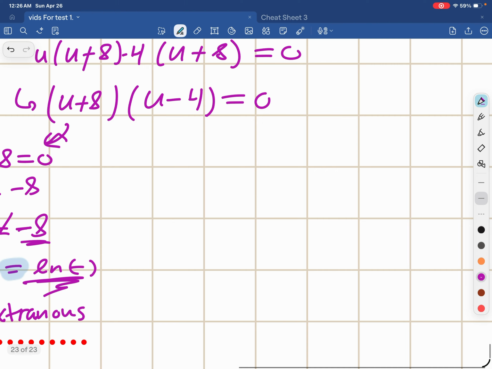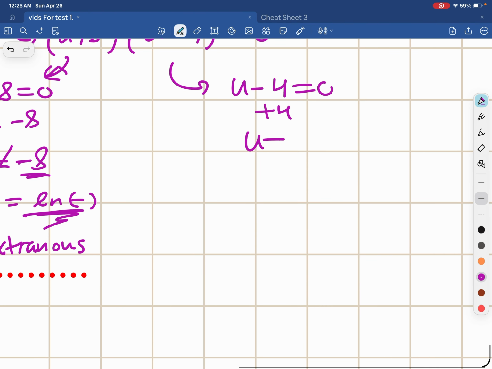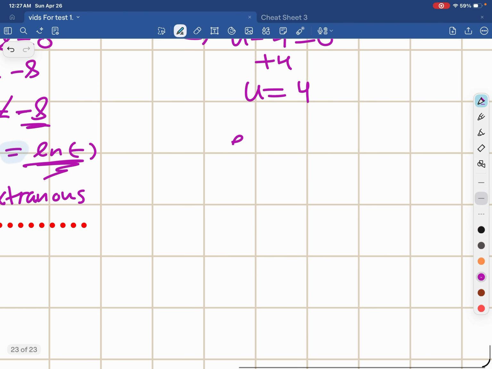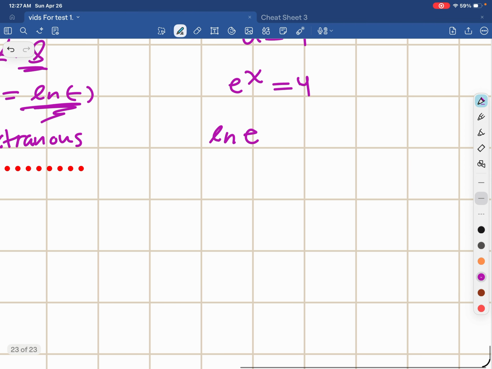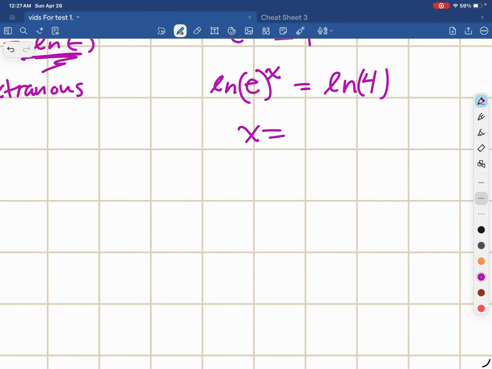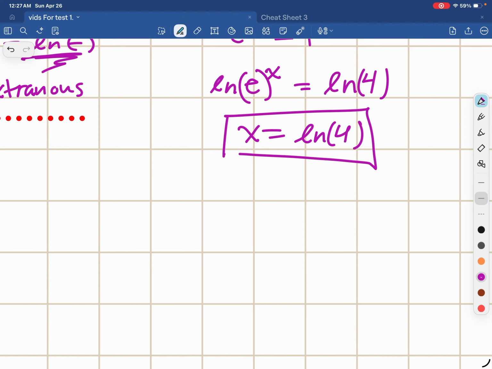But we have another problem that we can work with. So we have u minus 4 equals 0 plus 4. That will give us u is equal to 4, which is also going to be e to the x is equal to 4. So we'll take ln of both sides. And we should get x is equal to ln of 4. And that one works perfectly fine.